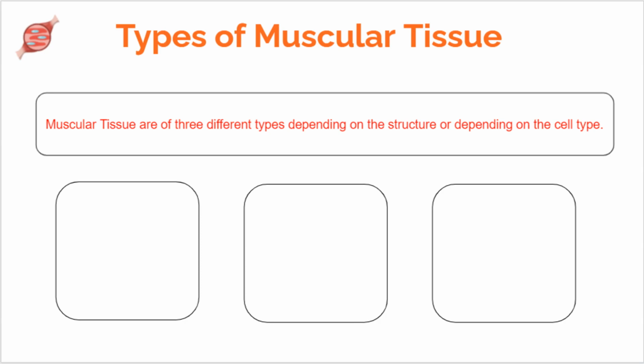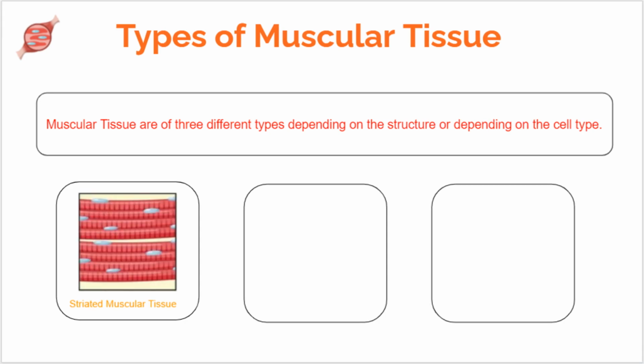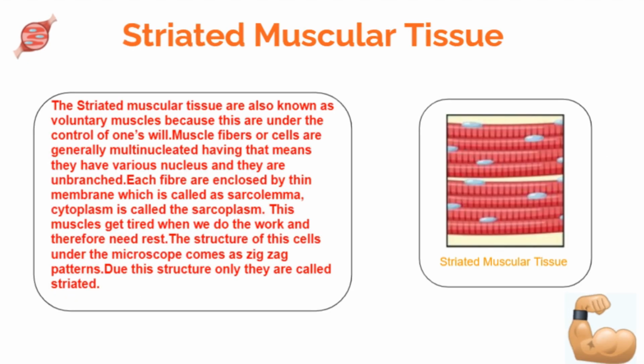Students, muscular tissues are of three types depending on the structure or depending on the cell types. The first type is the striated muscle. The striated muscles are also known as voluntary muscles because these are under the control of one's will. That means if we wish to do something or we want to do some work, then we are able to move those parts of our body where the muscles are found. Muscle fibers or cells are generally multinucleated, having various nuclei, and they are unbranched. Each fiber is enclosed by a thin membrane which is called the sarcolemma. Cytoplasm is called the sarcoplasm.